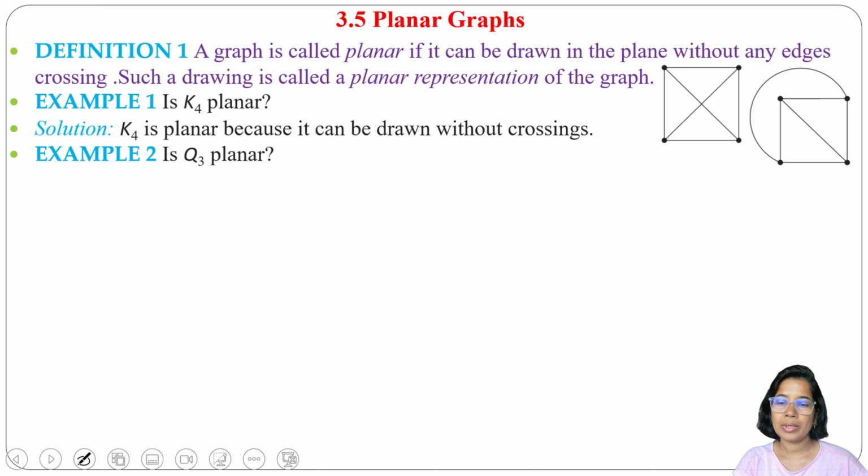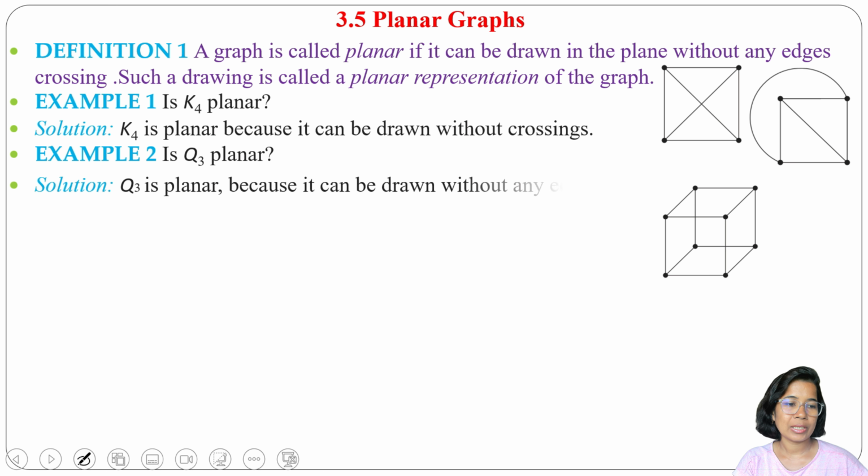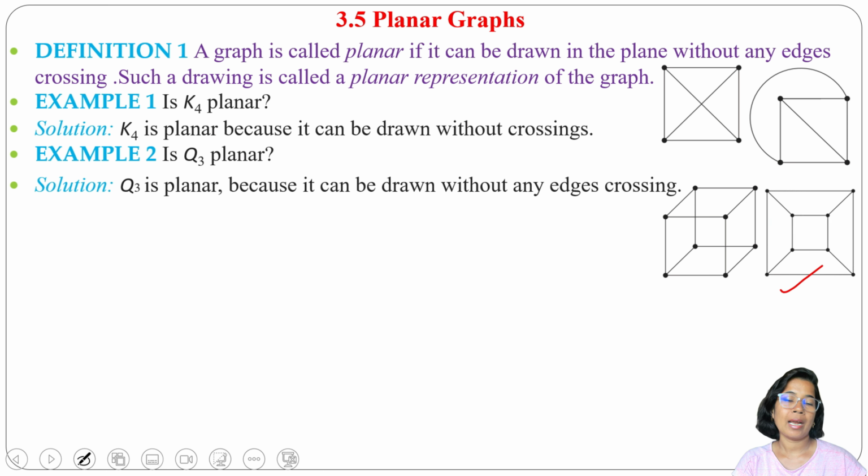Next, example 2: is Q3 planar? This is our Q3. Is it planar? There are edge crossings, but can we redesign this without any crossing of edges? Yes, we can redesign it. So this is after the redesign. As we could redesign it, hence it is planar. So we found K4 is planar and Q3 is planar.